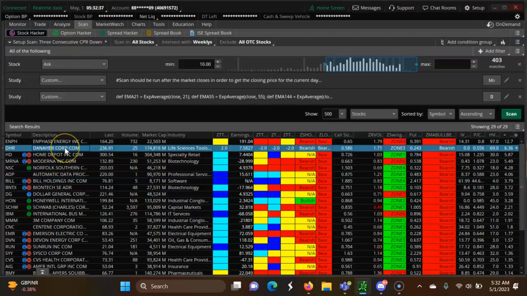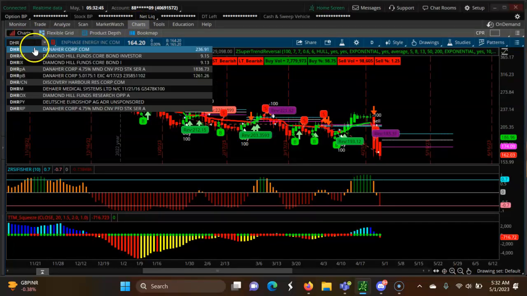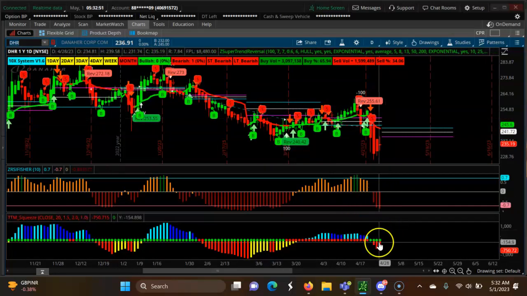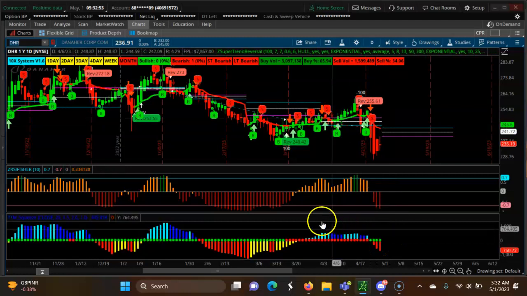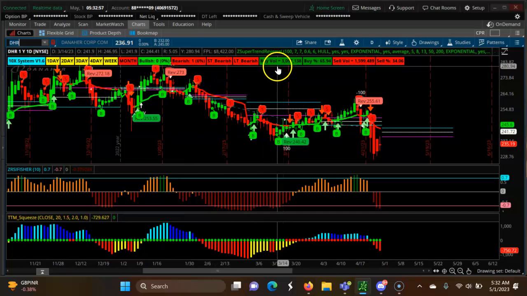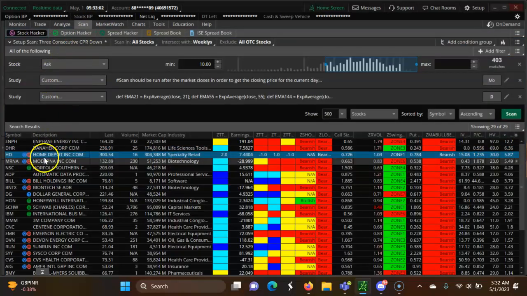Okay. Second one is DHR. See that DHR also is trending down. RSI down. TTM squeeze also down. Time frames, long term and short term, are bearish. Okay. So the next one is HT.